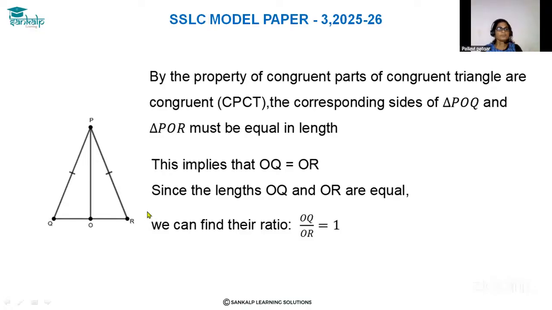Since the length OQ and OR are equal, both of them are equal. So we can find their ratios. OQ divided by OR is equal to 1. Okay. So hence the proof. Thank you.